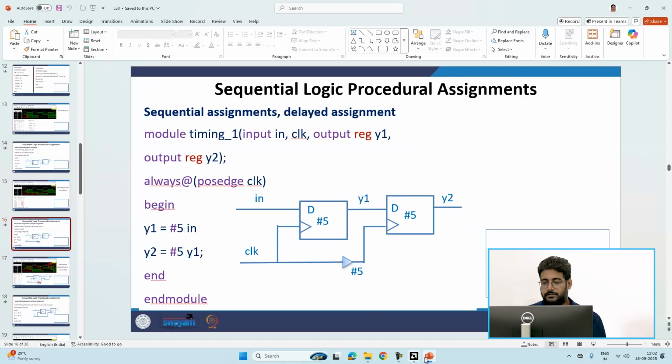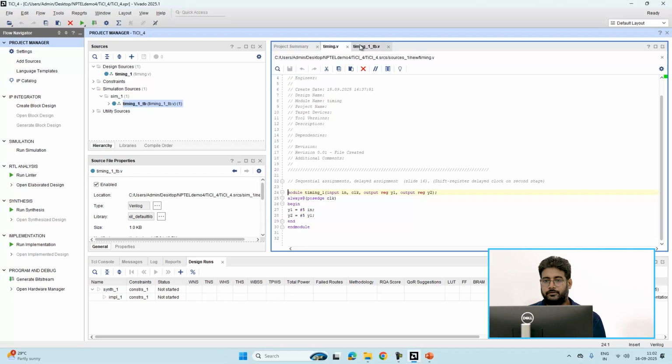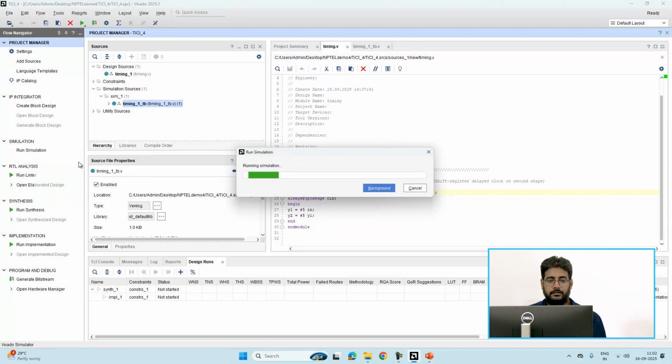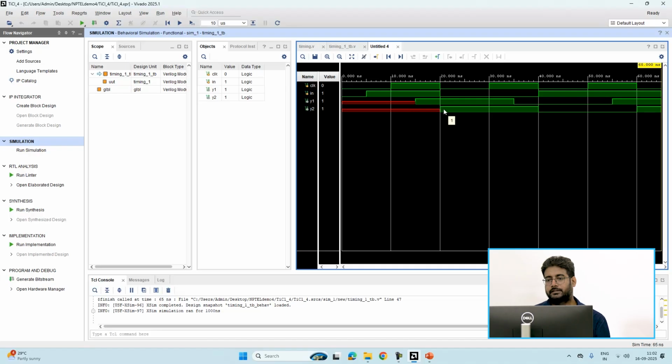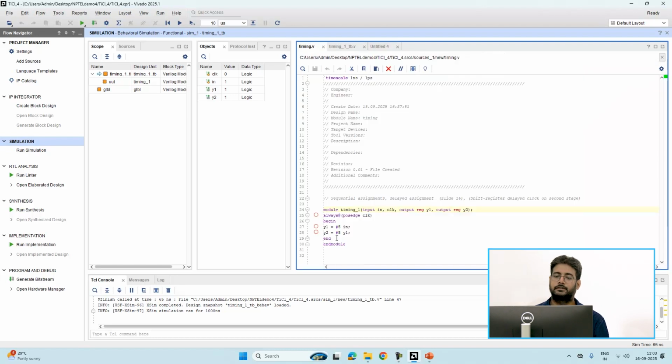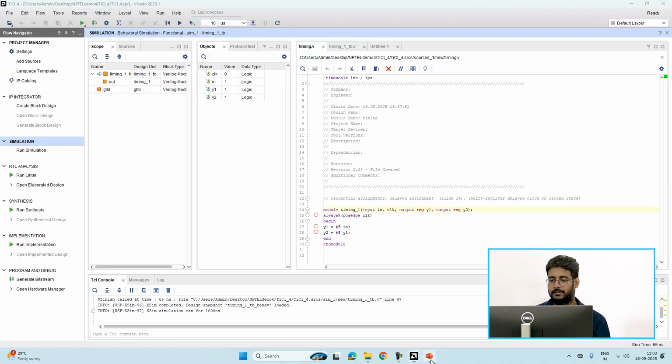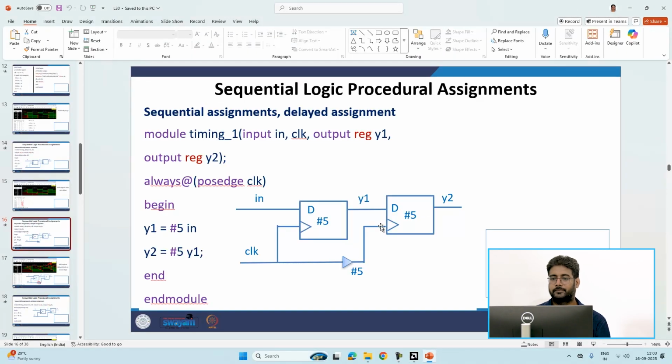So in the simulation also, it's the same waveform here. Okay, it's like delayed clock, and here it is. Assignment is getting delayed due to this #5. So it is example number 4. Then we will move to it's a shift register. Delayed clock on second stage.